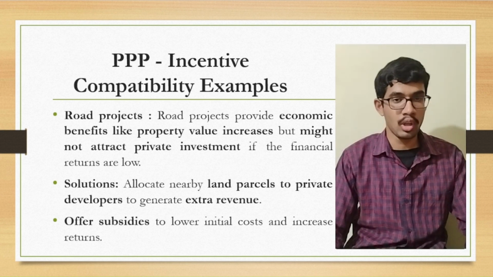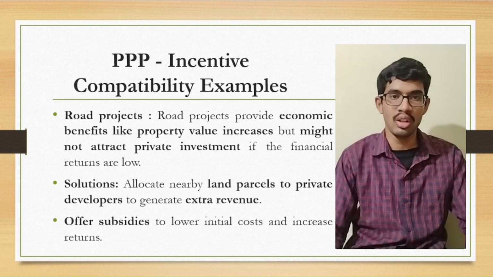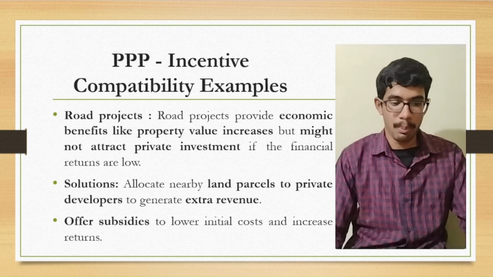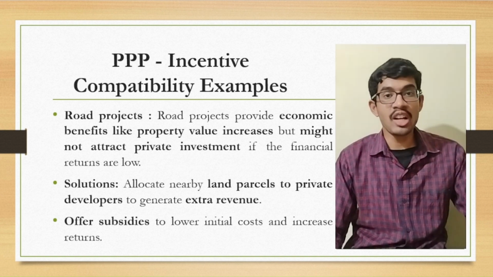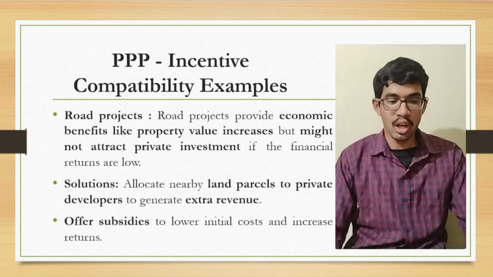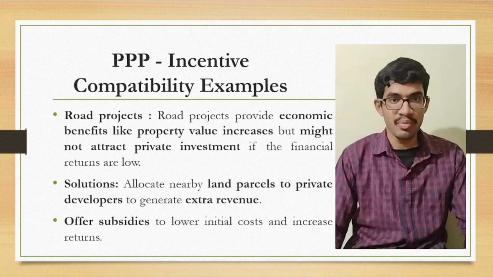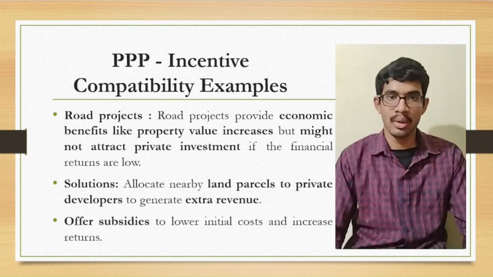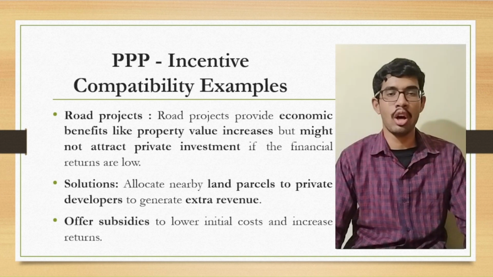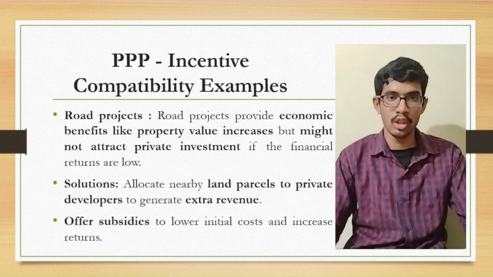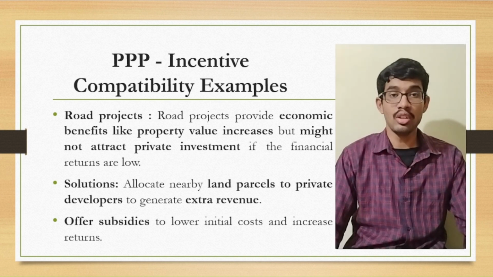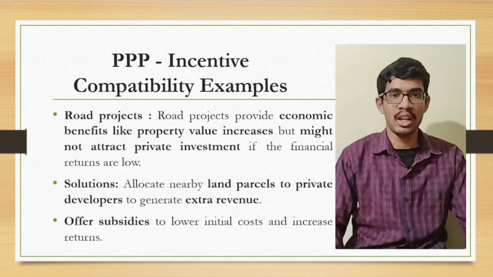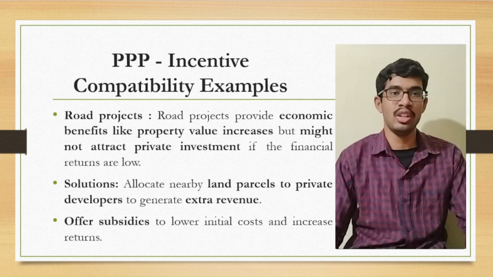So road projects will always boost economic development, or give economic benefits, but they cannot attract private investment. How? Because it is public infrastructure, and we cannot always keep the toll pricing high. So private entities will often hesitate to take up those kinds of projects. Here the incentive compatibility factor comes to the rescue.